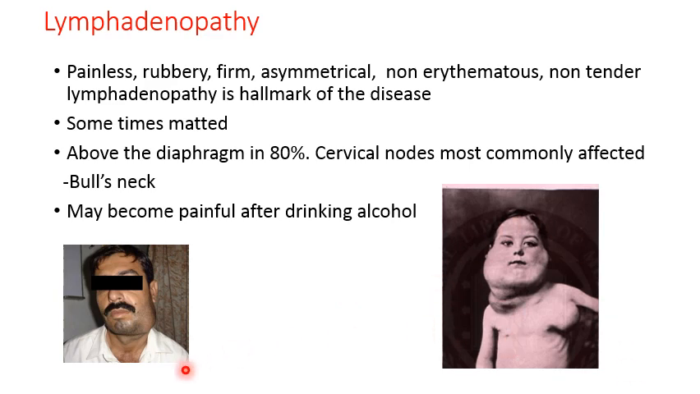Now remember these two pictures. These are two patients with Hodgkin's lymphoma having the classical bull's neck appearance. And the interesting feature is that the nodes become painful after drinking alcohol. So this is also a very important physical sign or symptom that will point towards the diagnosis of Hodgkin's lymphoma. You should ask this in the history.